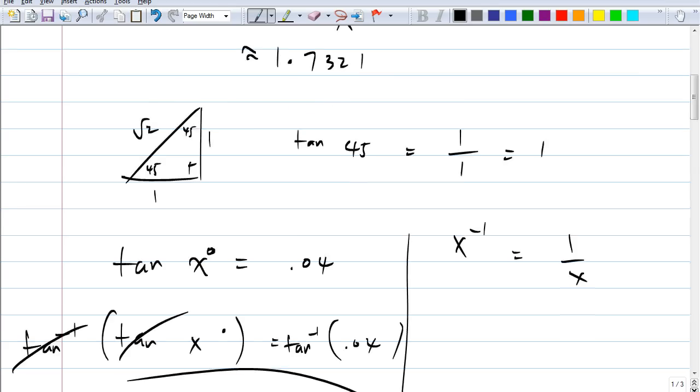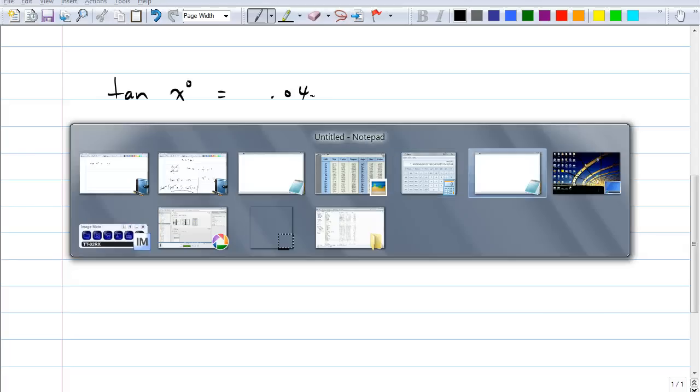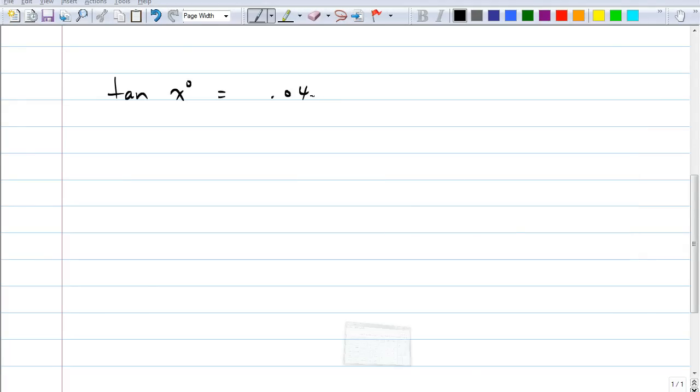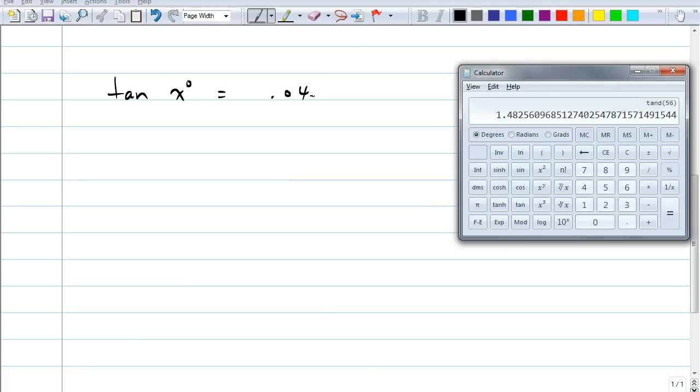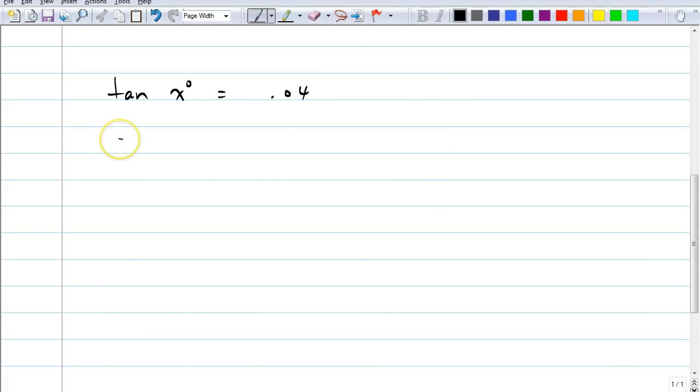On your calculator, if you want to go backwards, I mean, on the table it's easy to go backwards. You just read backwards, right? But on a calculator, how do you do that? So there's a key for it. If you want to get rid of this tangent, let me write this down: tangent x degrees.